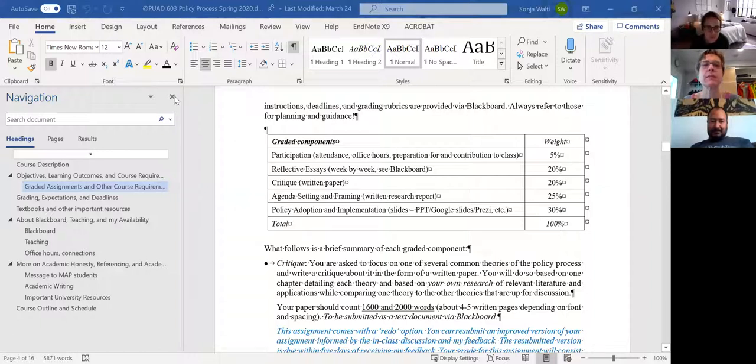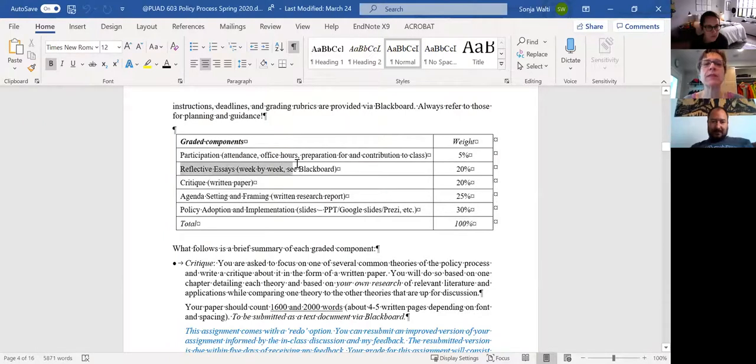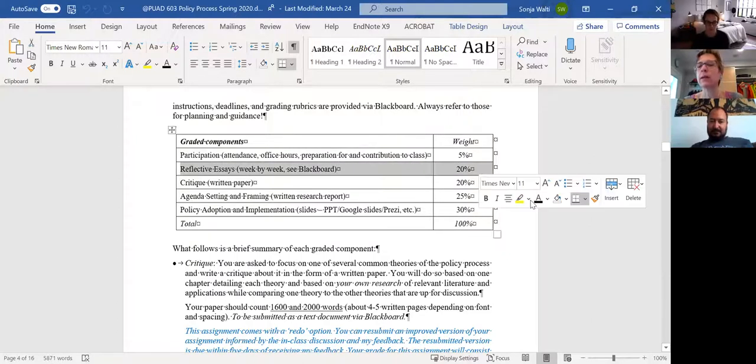But I have one that I like, where I basically check proficiency. So let me see if I can find it here to share. I have a syllabus that has this piece here, reflective essay, week by week. This is something that I started doing. My regular grad students don't do this, but my international students do, because I want them to have to practice writing. It's about a quarter or a fifth of the grade.